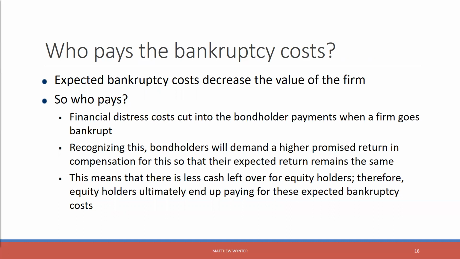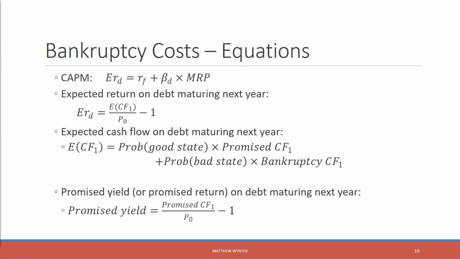Ultimately, if we have to pay more to bondholders in order to compensate them for this risk, then we get less to equity holders. So the answer is it's going to be equity holders. Equity holders ultimately end up paying for these expected bankruptcy costs. So let's look at some bankruptcy equations.